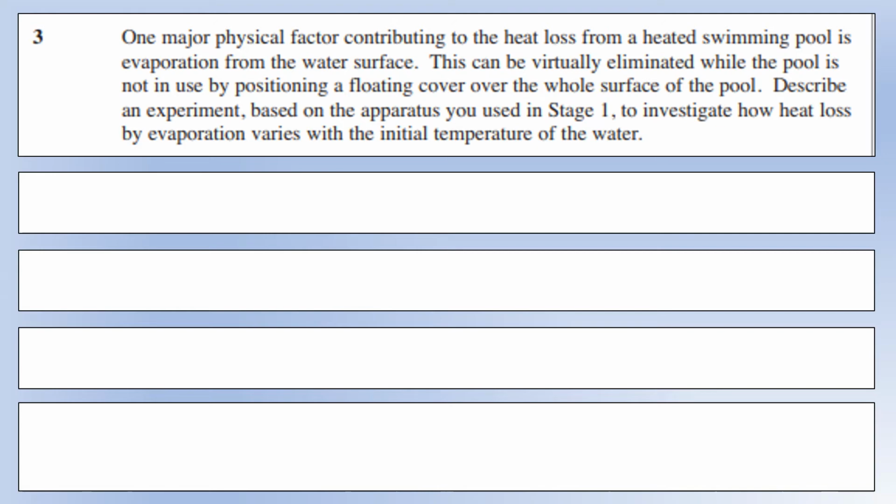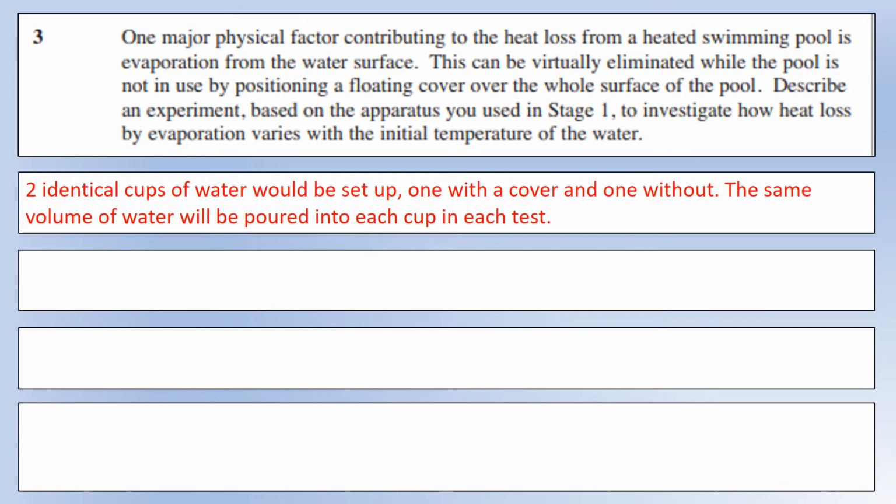Just to fill in the gaps here, as I said earlier, the first experiment was investigating how initial temperature affects the rate of heat loss. They had polystyrene cups, some hot water and a thermometer. That's all the equipment they had. So in terms of investigating this particular aspect, what we'd need is 2 identical polystyrene cups of water. One has a cover and one doesn't, because that's how we compare. And we're going to use the same volume of water in each cup in each test, so we keep that the same.